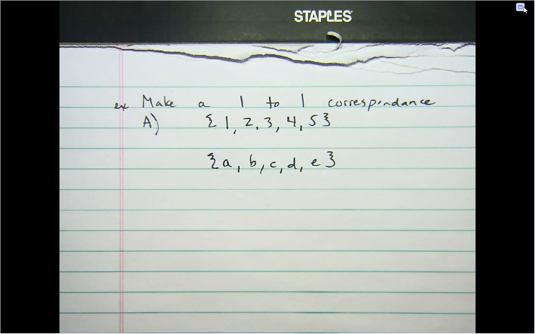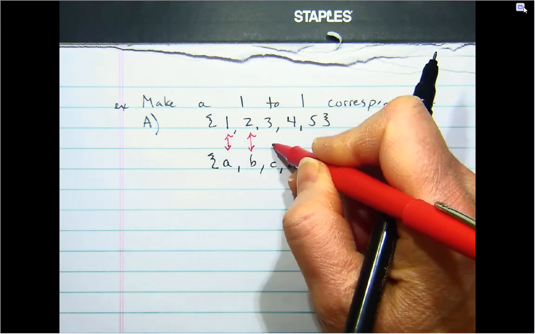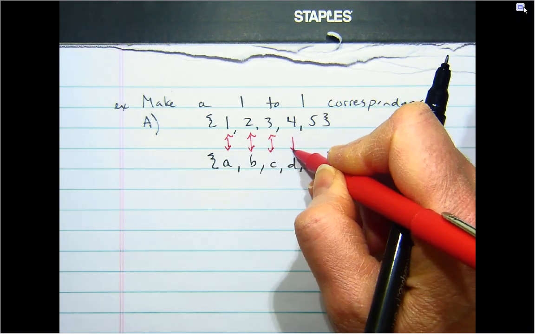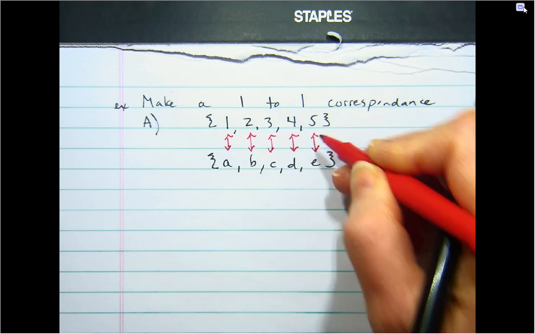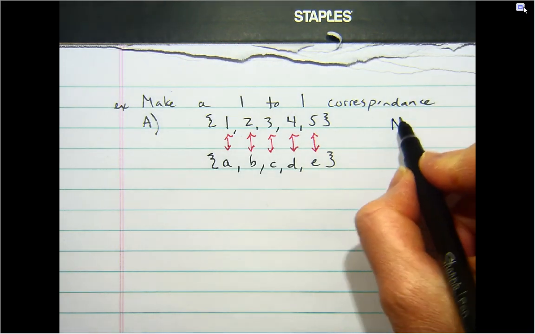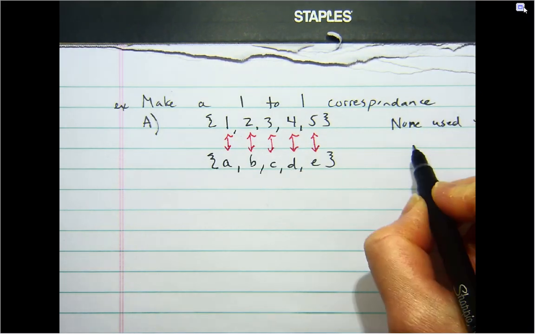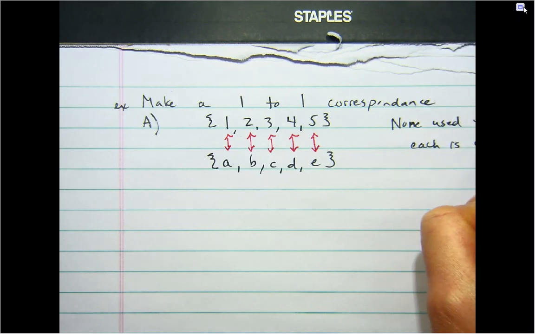So the way we indicate a one-to-one correspondence is with a double-sided arrow. So I'm going to assign the 1 to go with A, the 2 to go with B, the 3 to go with C, the 4 to go with D, and the 5 to go with E. So that's how I'm indicating that each element in the first set is assigned exactly one element in the second set. None are used twice. Everyone is used. So the double-sided arrow is just a way to assign.